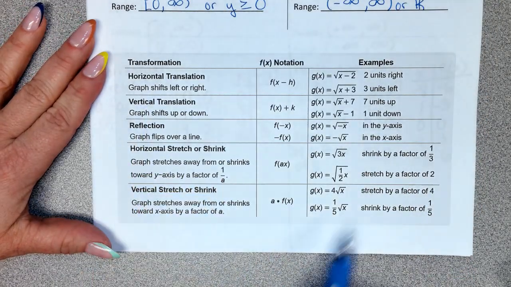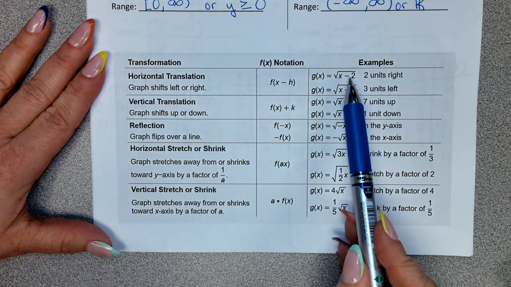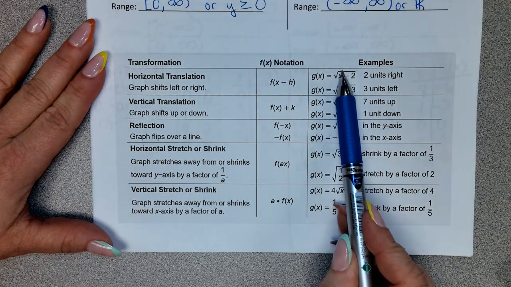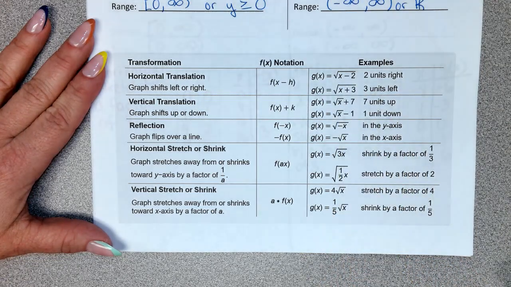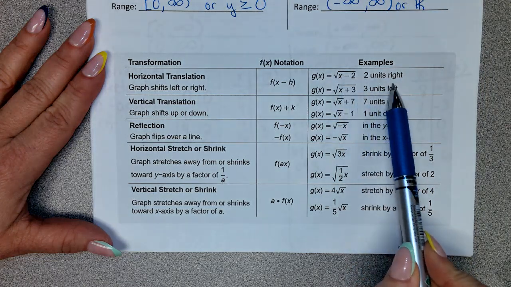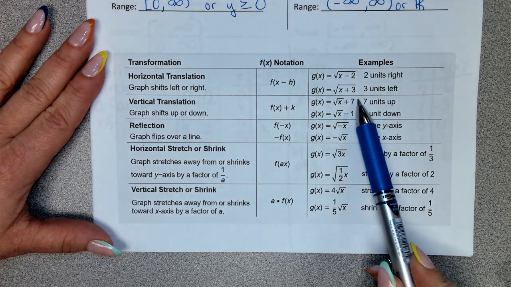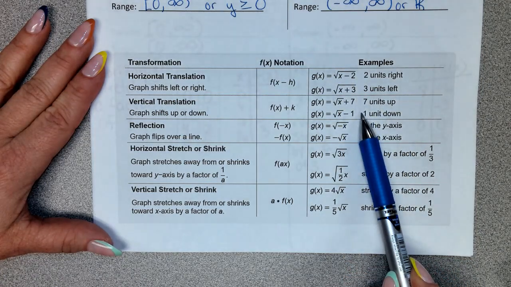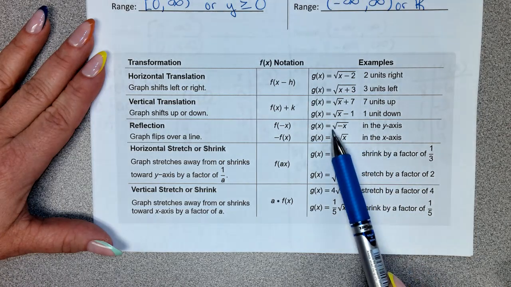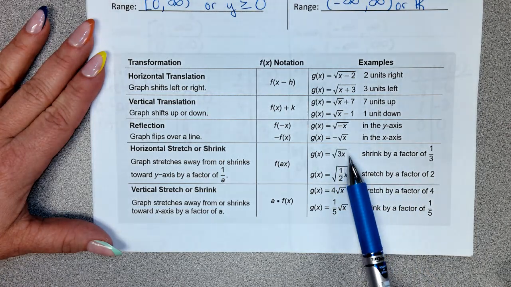We have all of our transformations here. The thing you want to look for with transformations is what happens around the radical. In the past, it's been what happens in parentheses. In this particular set of functions, it's going to be what happens in the radical. So your right and left movements actually happen under the radical, whereas up and down happen outside of the radical. A reflection in the y is in the radical, a reflection in the x is outside the radical, and so on and so forth.